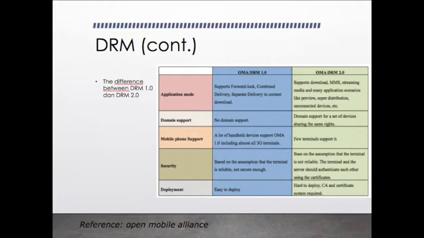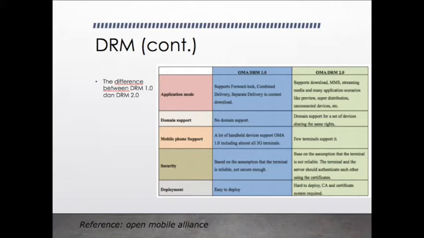For OMA DRM 1.0, a lot of handheld devices support it, including almost all 3G terminals. And for OMA DRM 2.0, few terminals support it. And the fourth difference is security. For 1.0, it's based on the assumption that the terminal is reliable, so it's not secure enough. And for 2.0, based on the assumption that the terminal is not reliable, the terminal and the server should authenticate each other using certificates.